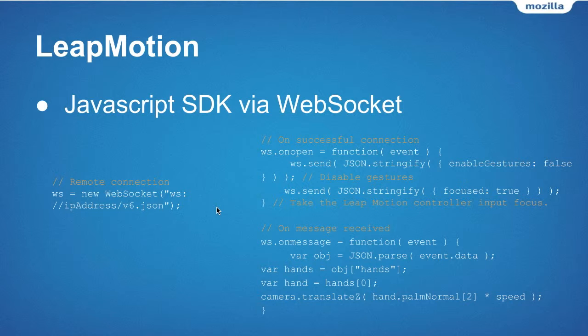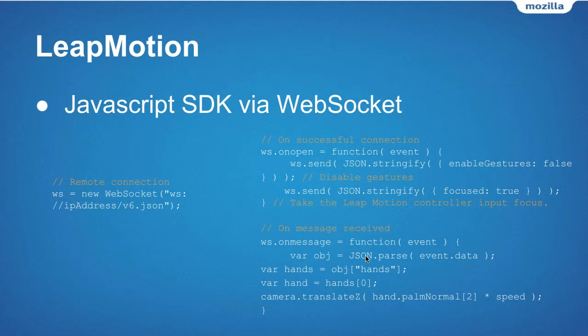When the connection is successful, you have to set some configuration for LeapMotion. First, it depends on whether you want to enable gestures or not. For my demo, I didn't need to support complex gestures, so I disabled it. And you have to set the focus to true. If the focus is enabled, it will start to track your gesture.